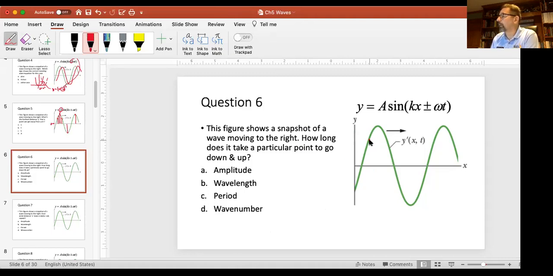This point right here goes up as the wave moves that way, and then it starts to come down. It was all the way negative and comes right back up. Now, that's what it would look like if I was running along with the wave at exactly its speed. As the wave's going by me, I would see a point go up and down like that. And it would take one period to do it.